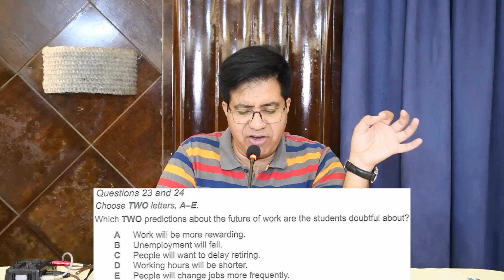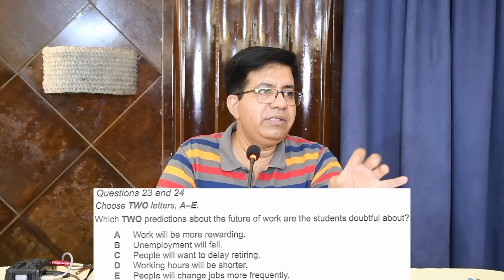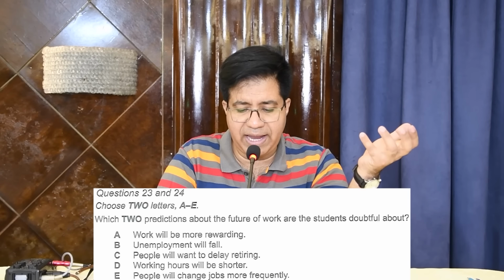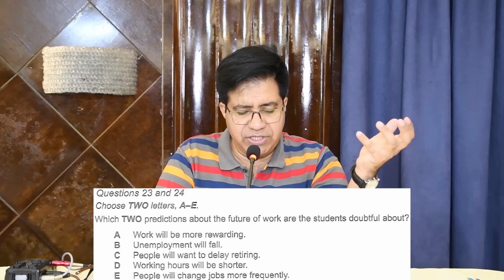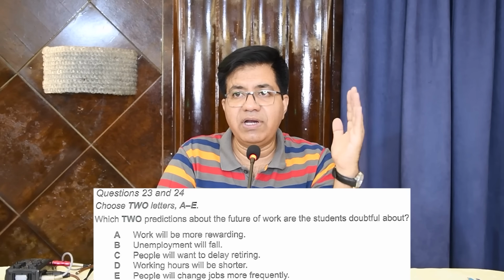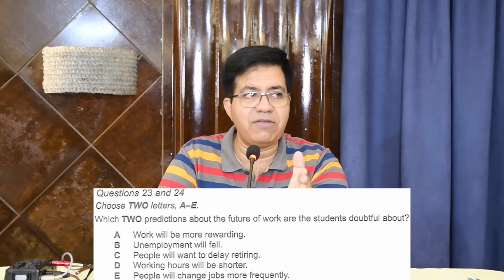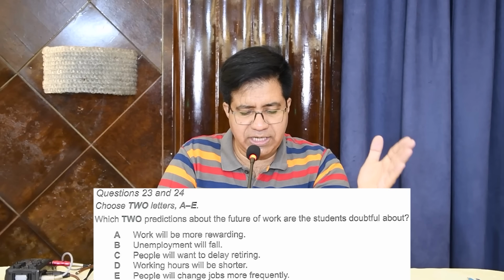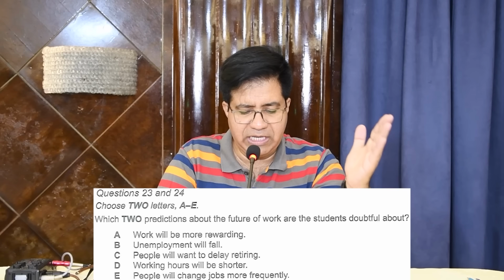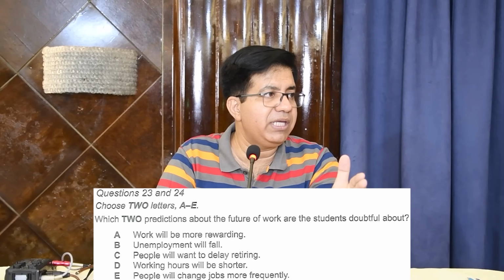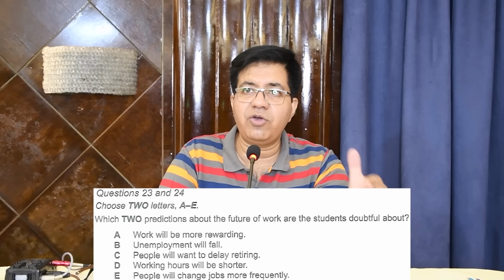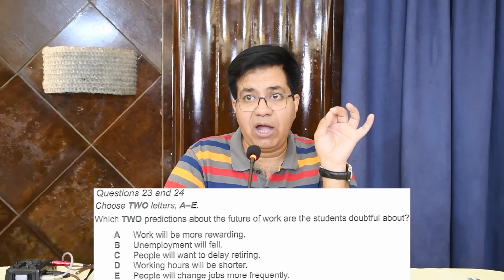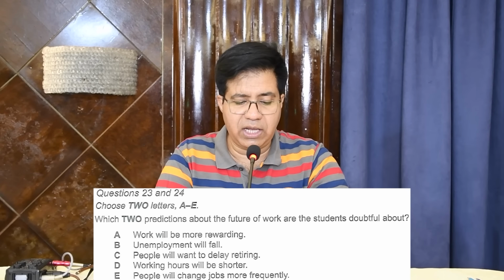People will want to delay retiring. Underline delay retiring. The age of retirement is normally 60 years. So sometimes maybe 65 or 70 and all that. Delay retiring. And option D, working hours shorter. Working hours shorter. For example, now 9 to 5. Maybe in future 9 to 2. Working hours shorter. And option E, people will change jobs more frequently. People change jobs frequently. Means 1 year you are doing one job, second year you are doing another job, then you are doing another job and all that. Now two things where students are doubtful. Those two things will be your right answers.